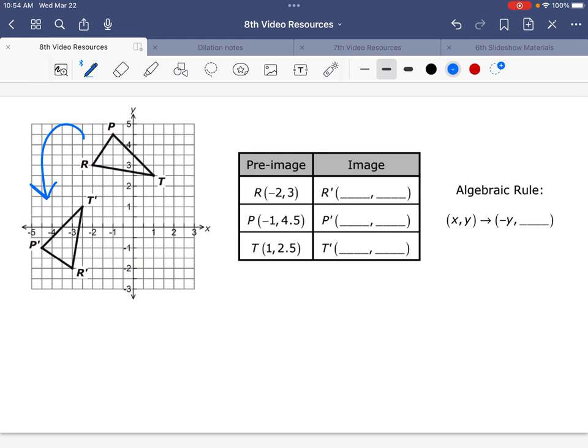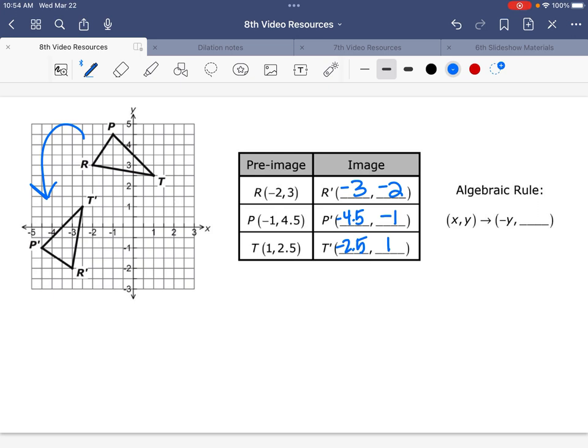So the first thing we need to do is find our coordinates of the image. So R prime sits at (-3, -2). P prime sits at (-4.5, -1). And T prime sits at (-2.5, 1).